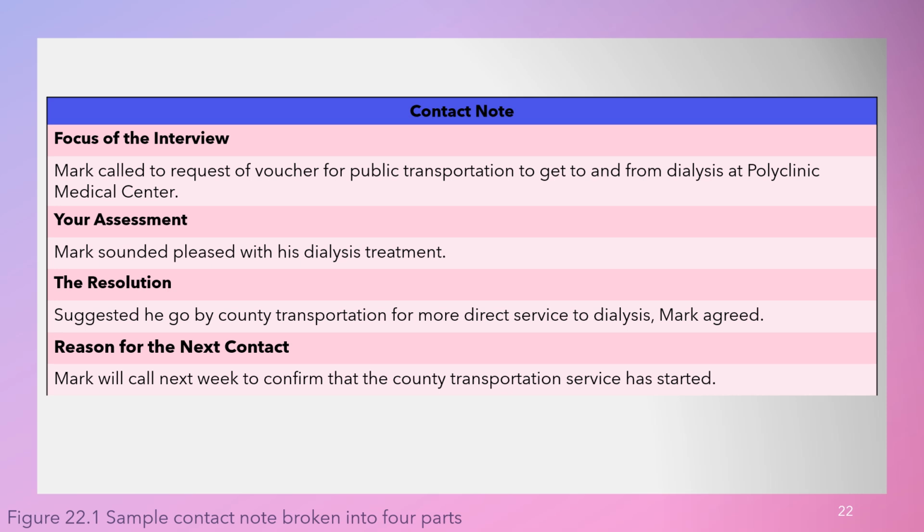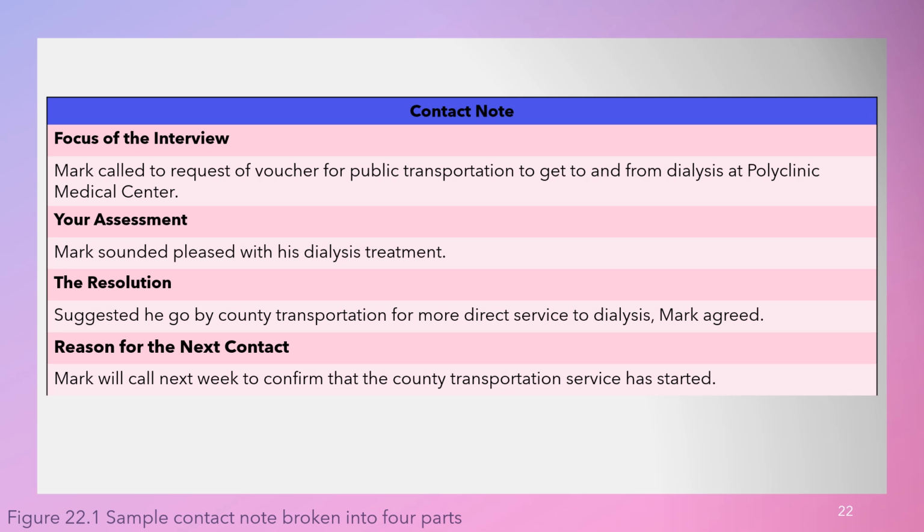Were you able to identify all 4 parts? Let's take a look. The focus of the interview: Mark called to request a voucher for public transportation to get to and from dialysis at Polyclinic Medical Center. The assessment: Mark sounded pleased with his dialysis treatment. The resolution: Suggested he go by county transportation for more direct services to dialysis, and Mark agreed.